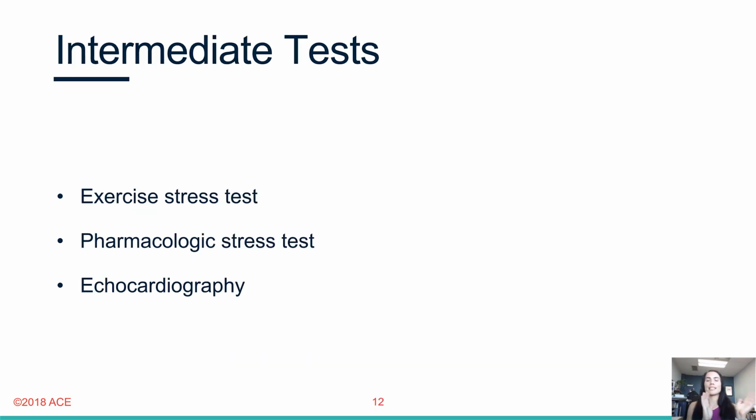Okay, so those are your basic tests. Now we're looking at our intermediate tests. These are a little bit more intrusive and require a little bit more time.